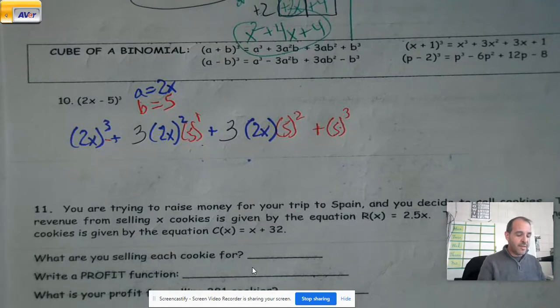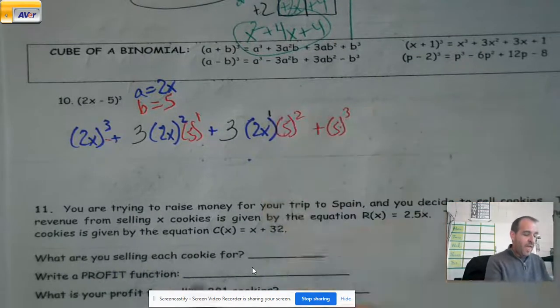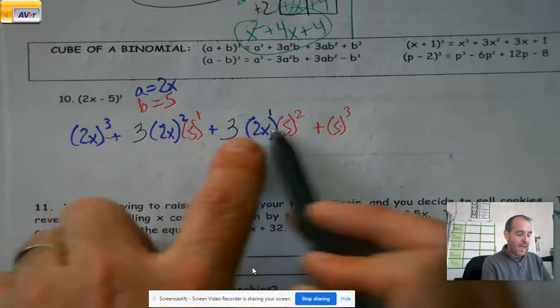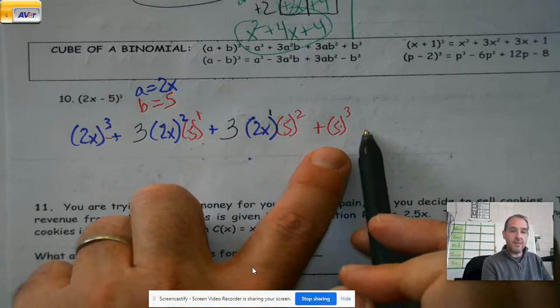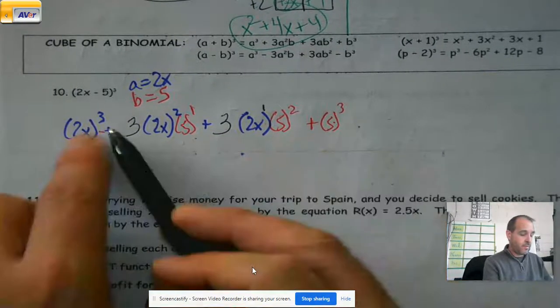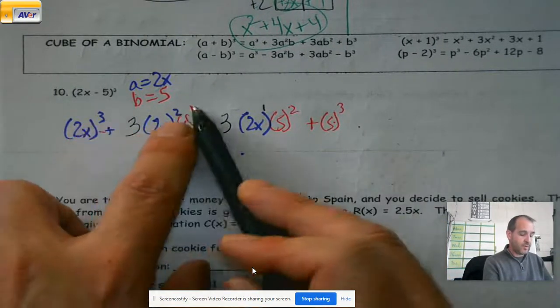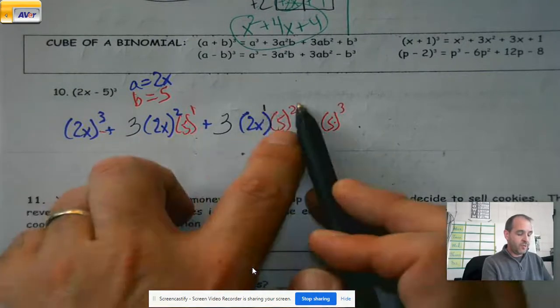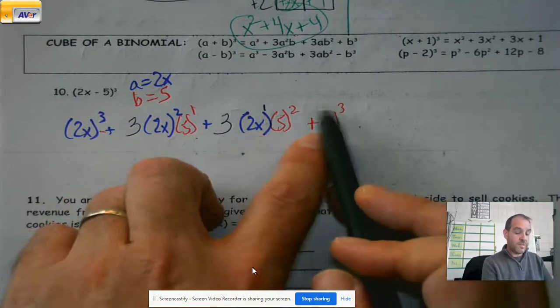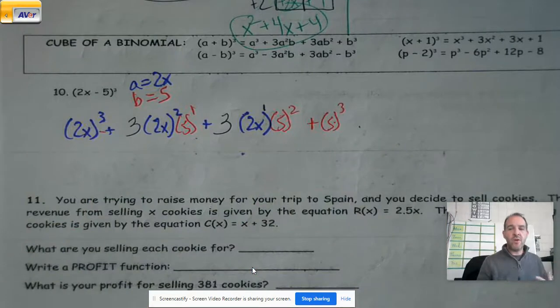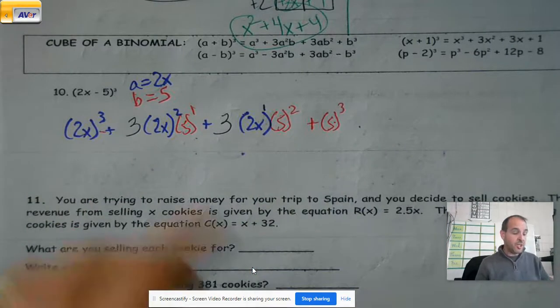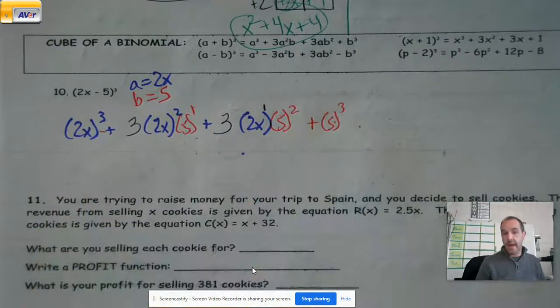Because here's the other thing I want you to take note of. Every single term I have here has a power of 3. 3, 2 plus 1 is 3, 1 plus 2 is 3, 0 plus 3 is 3. So if ever you're wondering, did I mix them up? Just look, do your exponents in each term add up to 3? If they do, great.